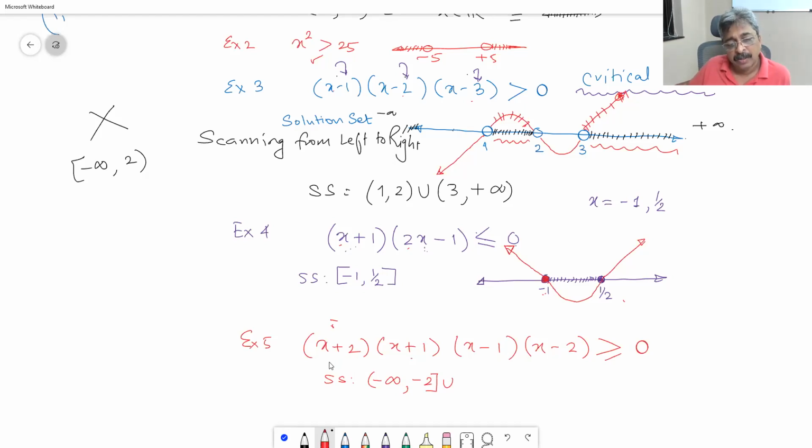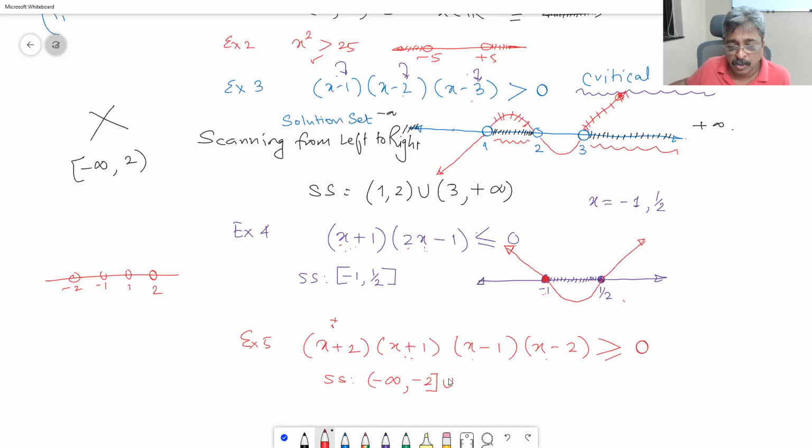Correct? If we put any value between minus 2 to minus 1, positive and the remaining negative, positive, positive, positive, then negative times x minus 1 will be negative. Minus 2, minus 1, 1, 2. Any value in between, suppose we put minus 1.5, this is positive, this is negative, this is negative, this is negative. Overall negative, not acceptable.